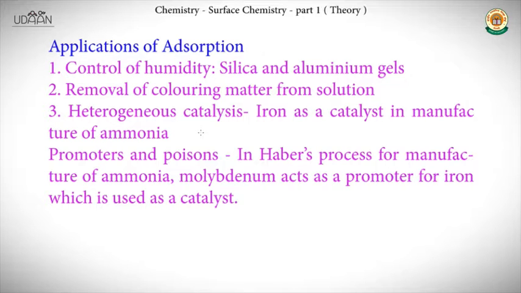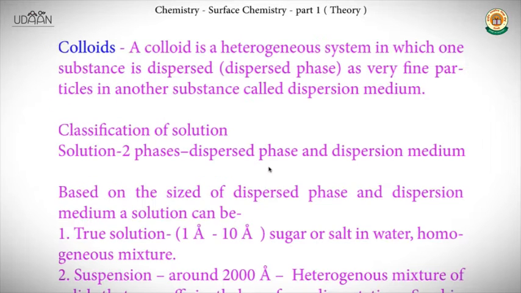And when we talk about heterogeneous catalysts, then we talk about promoters and poisons also. Basically, promoters enhance the function of a catalyst, and poisons stop the reaction. They affect it in a negative way. So in Haber's process for manufacture of ammonia, if you add molybdenum, then it acts as a promoter for iron, which is used as a catalyst. So moving on to the next topic, colloids.